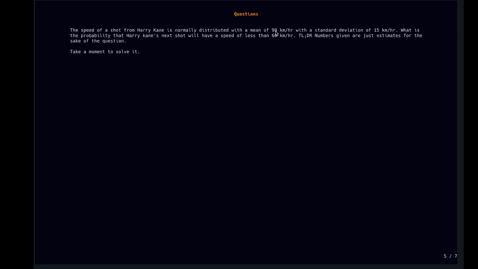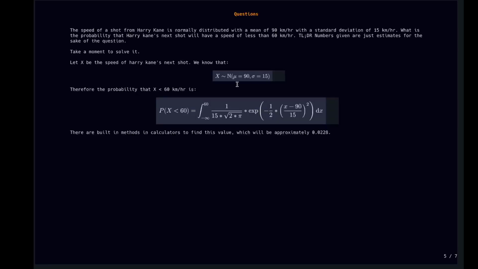We take the mean of 90 kilometers per hour and the standard deviation of 15 kilometers per hour, and we're able to construct a normal distribution. And x is normally distributed, so we use this sign. In this, we know that the probability that x is less than 60 kilometers per hour is the integral from negative infinity to 60. And this is how you're able to do it.